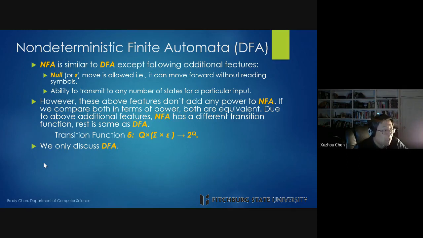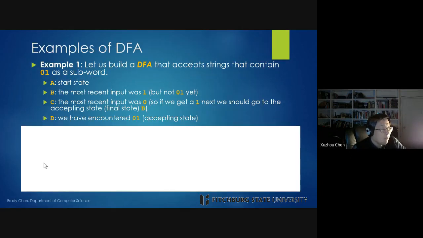I'm going to skip the non-deterministic finite automata for now. I will be back once I finish the deterministic finite automata, DFA. Then we're going to go back to the NFA, which is non-deterministic finite automata. Now let's start with an example.